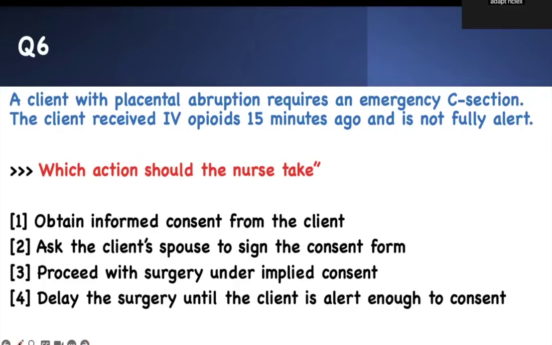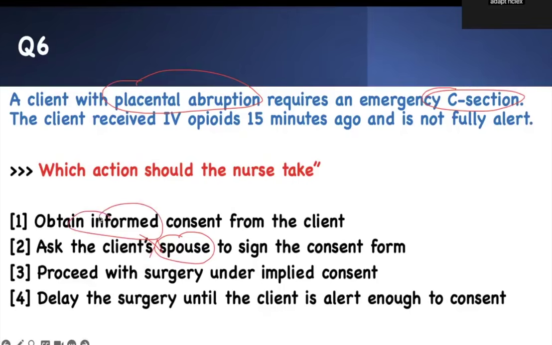This is the test-taking strategy right there. What do you think in the question would defeat the purpose of asking the spouse? We need an emergency C-section, and we have placenta abruption. We have no time. It's an emergency situation. If you don't do anything, baby dies, mommy dies. In order to save both of them, we need to go now. We don't have time for the husband to sign it.